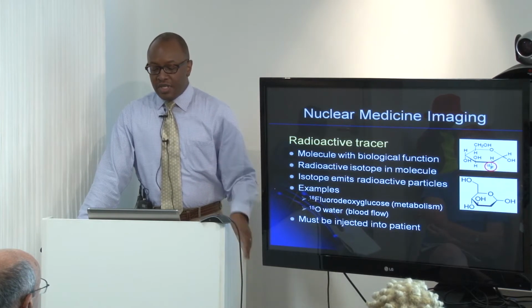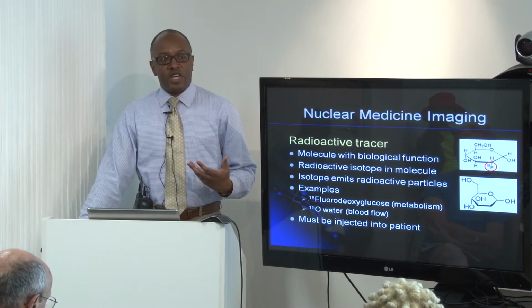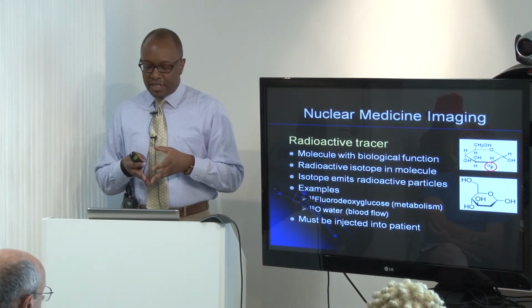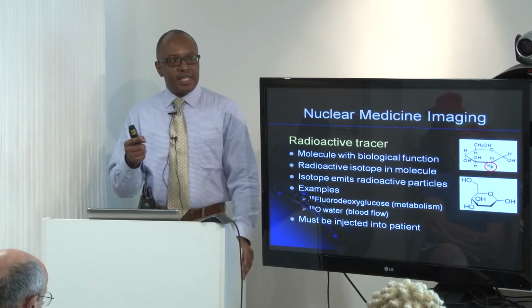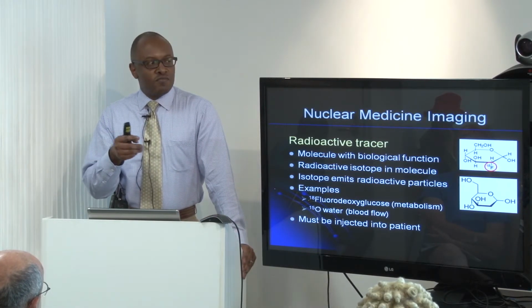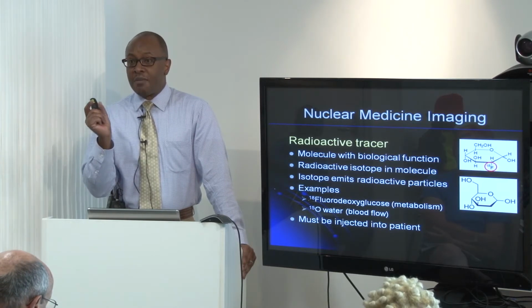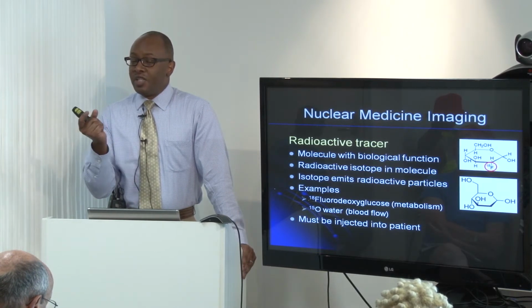And what we're doing with these is that we take a radioactive tracer, which is a chemical that has some kind of biological activity in the body. And we put on that chemical some kind of radioisotope, so some kind of atom that's got nuclear energy.